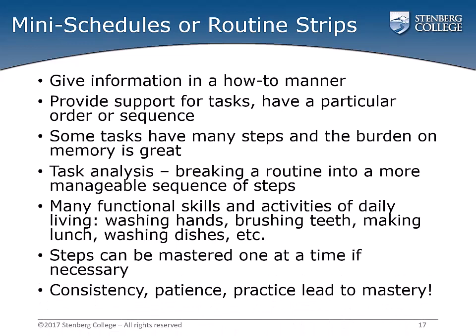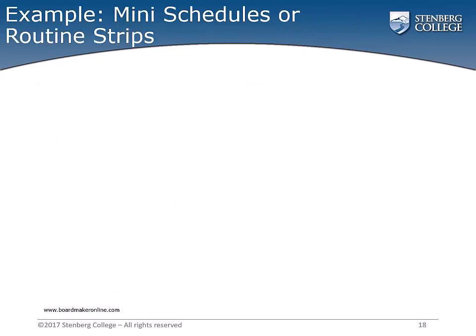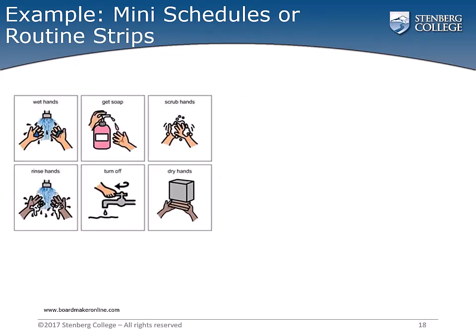But if you keep the mini schedule and routine strip in the same place, the place where the routine is carried out, and you practice it consistently every day, eventually the student will be able to carry out that particular routine independently and successfully. So here are a couple of examples of mini schedules or routine strips. The first one is for hand washing, and it depicts wet your hands, get soap, scrub your hands, rinse your hands, turn off the water, and dry your hands.